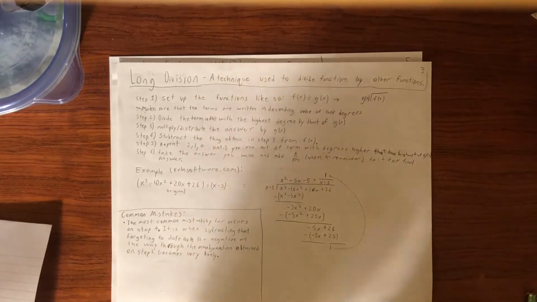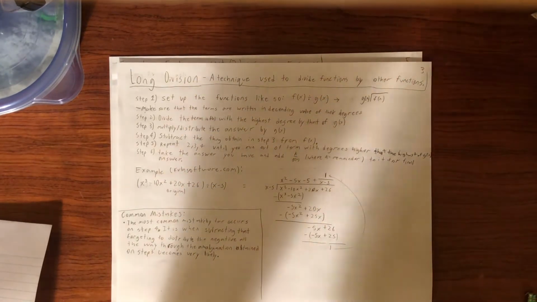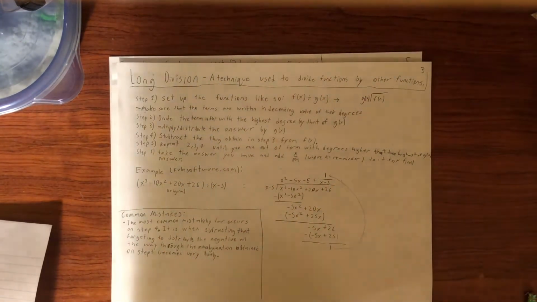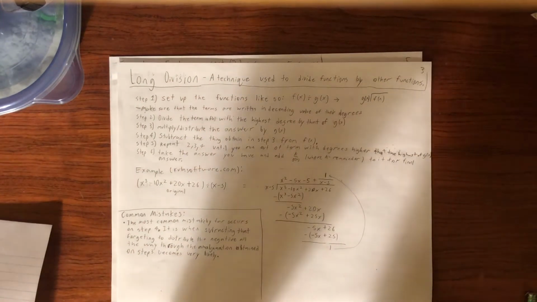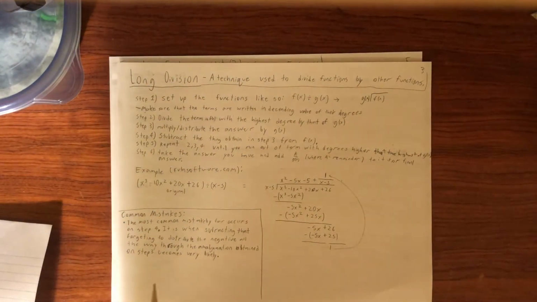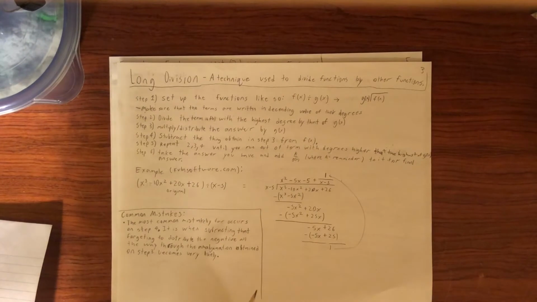Repeat steps 2 through 4 until you run out of terms with degrees higher than that of the highest of g of x. Step 6, take the answer you have and add the remainder over g of x to it for the final answer. The most common mistake when using this method occurs on step 4. When you subtract, it is very easy to forget to distribute a negative.